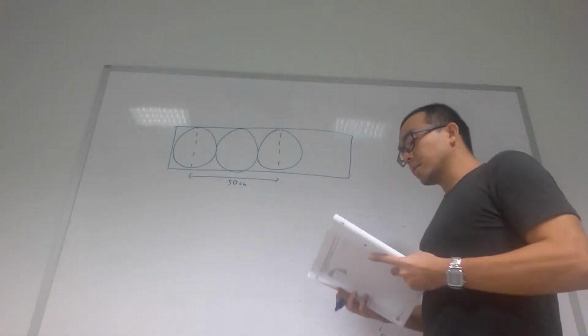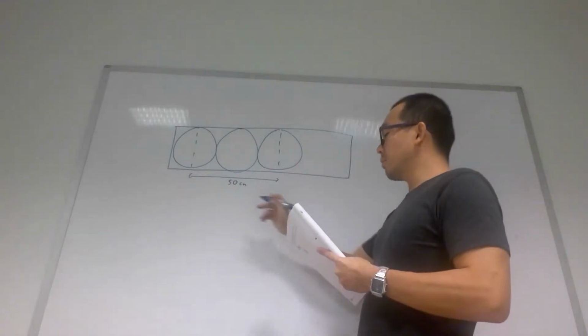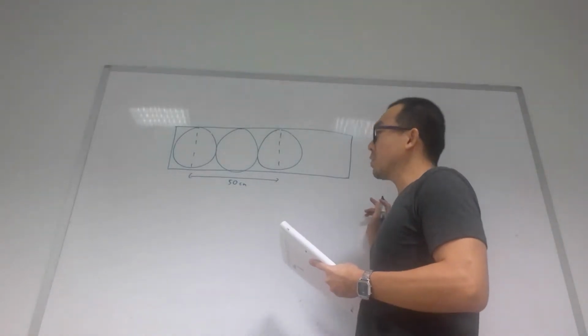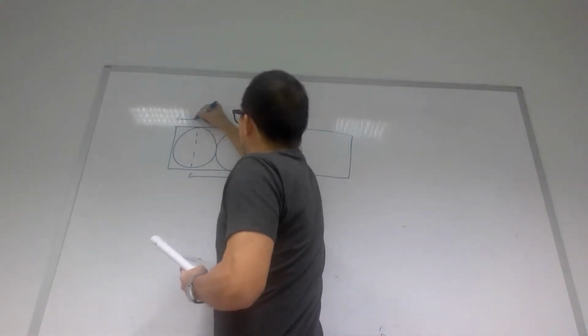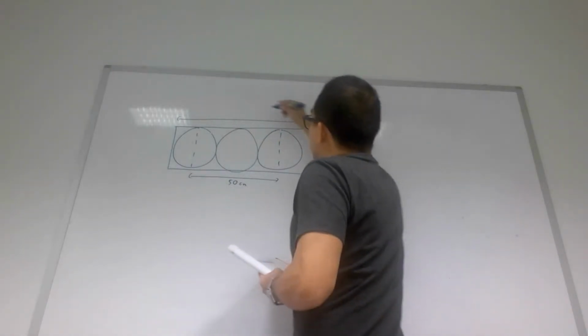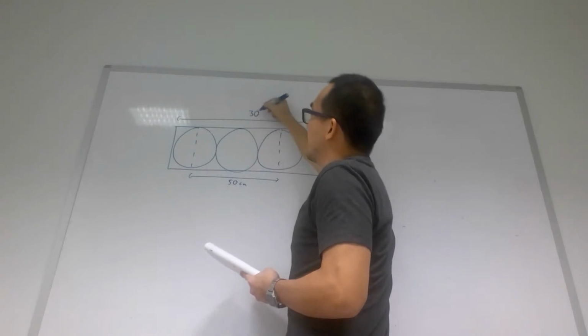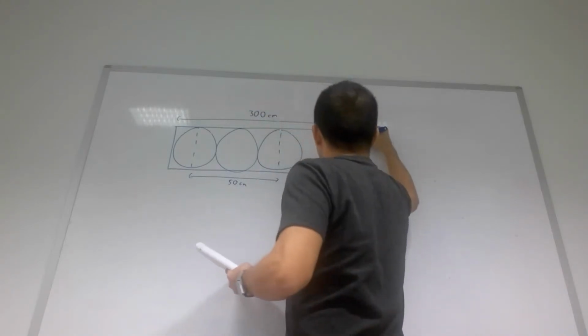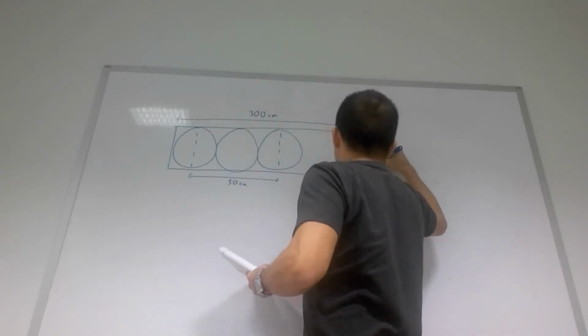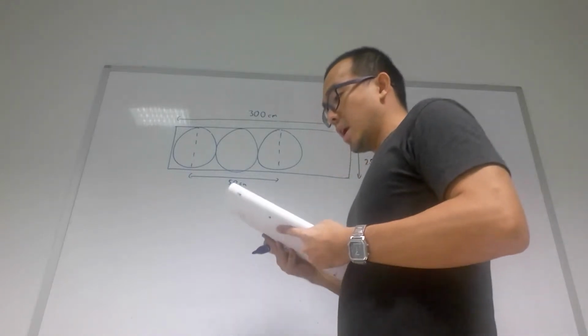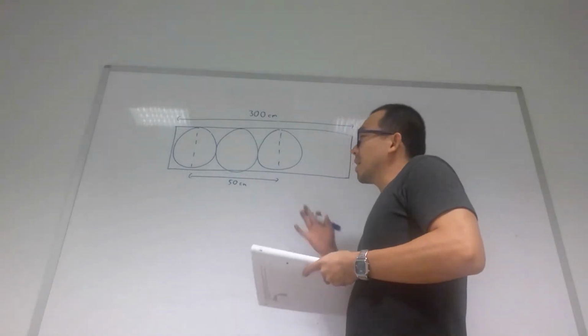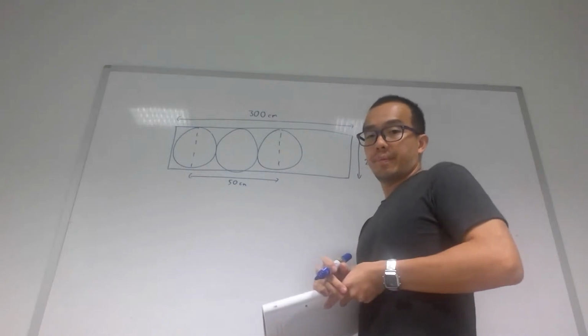Identical circles are cut out from a rectangle about 3 meters long and 25 cm wide. So this is actually 3 meters. I'm going to straight up convert here because I already get confused. This is 300 centimeters, 25 centimeters. How many identical circles can be cut out from the cardboard?